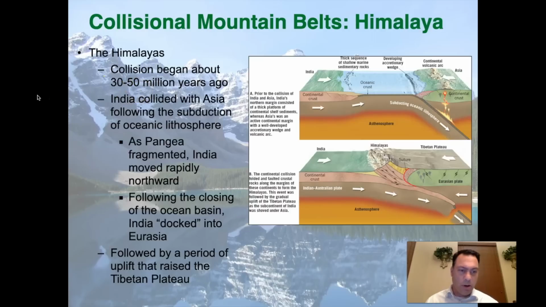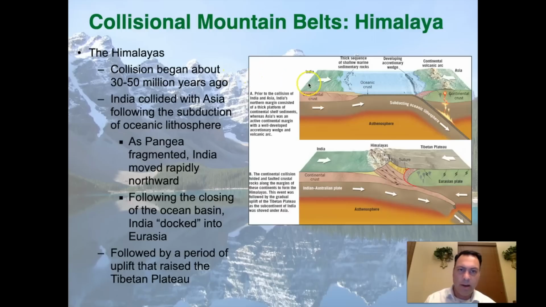And there's different ways that we know that. There's sedimentary basins that formed at the same time as the collision occurred. We know the age of those sediments that were deposited into those basins. But that collision began between 30 and 50 million years ago. India collided with Asia following the subduction of the oceanic lithosphere. And of course, India didn't hit it all at once. It hit it at one point, and then it kind of spread along the subduction zone. And that collision then started uplifting the mountains at different stages at different times.